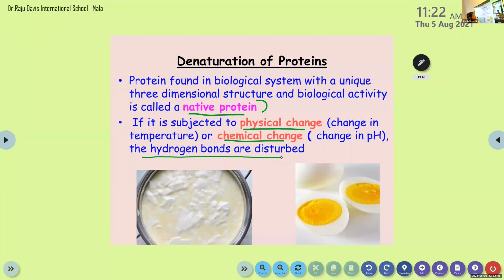So can you guess what happens if these hydrogen bonds are disturbed? What happens to its structure? I told you the tertiary and quaternary structure is mainly based on these hydrogen bonds. So if these hydrogen bonds are disturbed, they lose their structures, right? They lose their tertiary or quaternary structures.